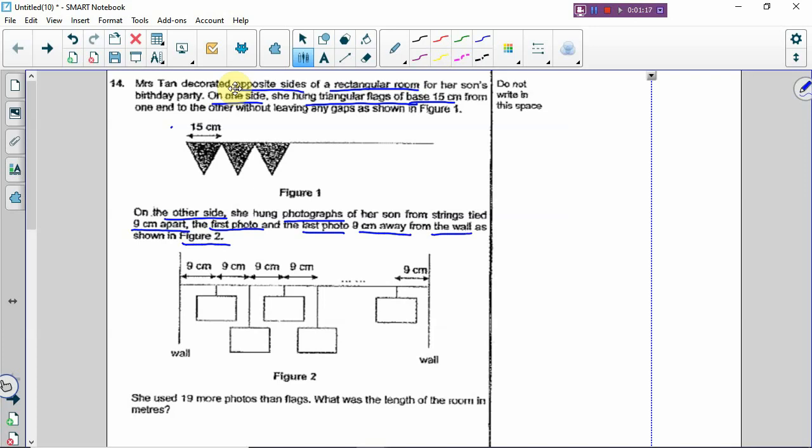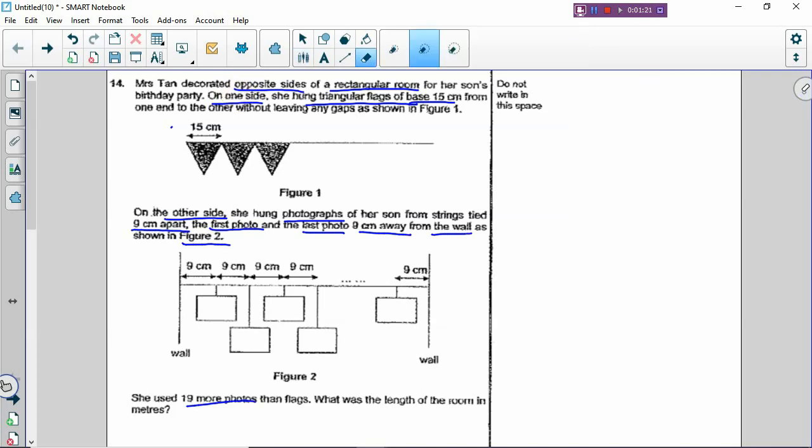And she used 19 more photos than flags. Okay, 19 more photos than flags. So what was the length of the room in meters? Okay, now it's a little hard, complicated.